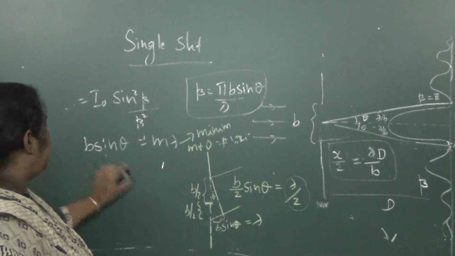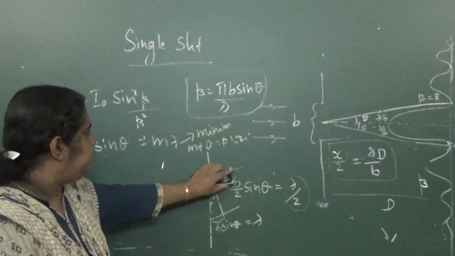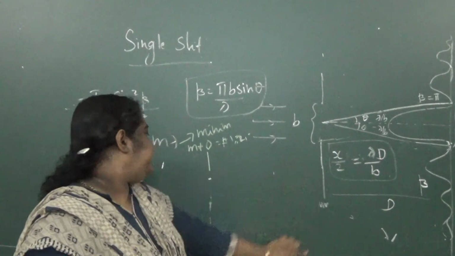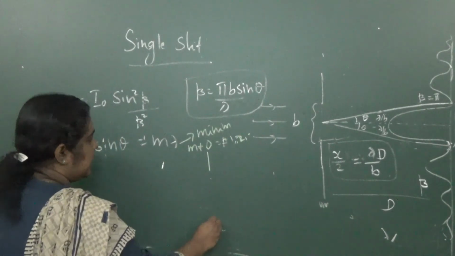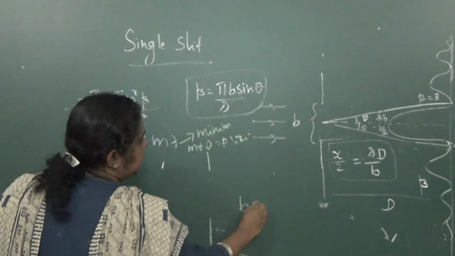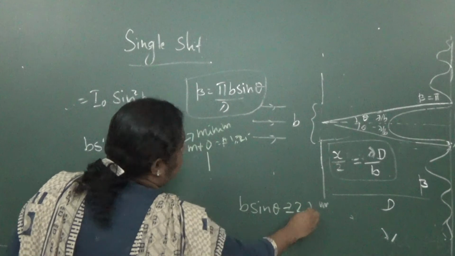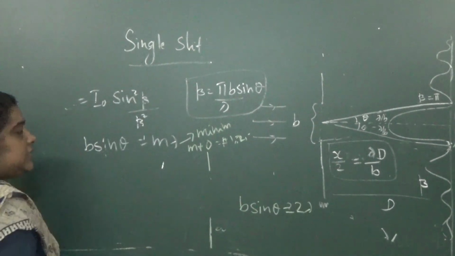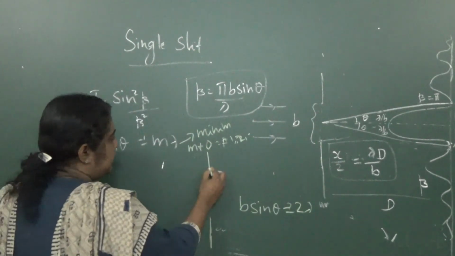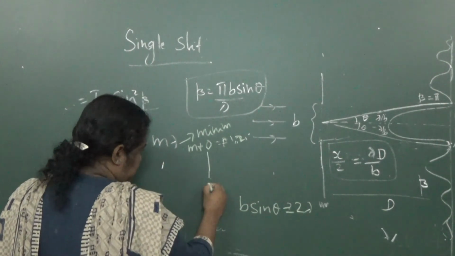Okay, that you know. Any the next condition? What is the next condition? b sin theta is equal to 2 lambda. That is our condition for minimum. Same, our condition is, how many parts should we divide the slit into? Divide it into 4.